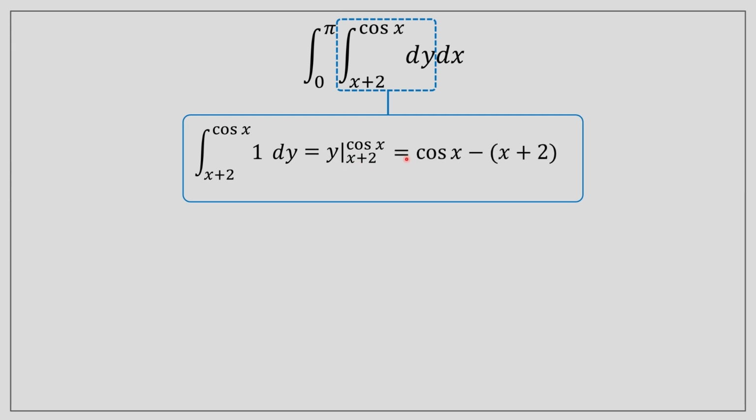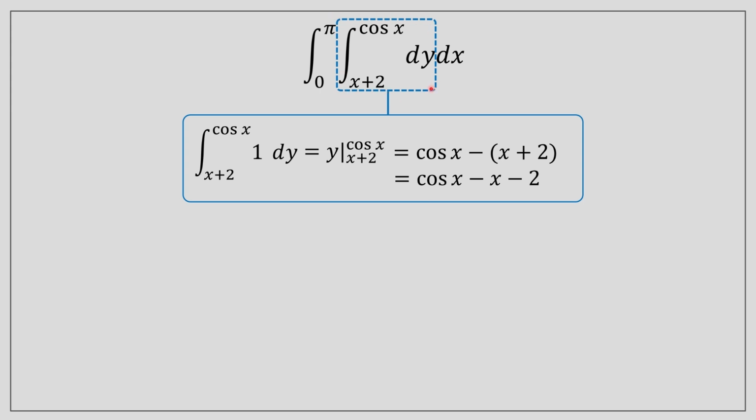Since you know it's equal to y, you are going to replace y with the upper bound and subtract the lower bound. When you do that, you are going to have cos of x minus open bracket x plus 2 close bracket. We can distribute the negative and we'll be left with this. So right now, we have solved the inner integral.